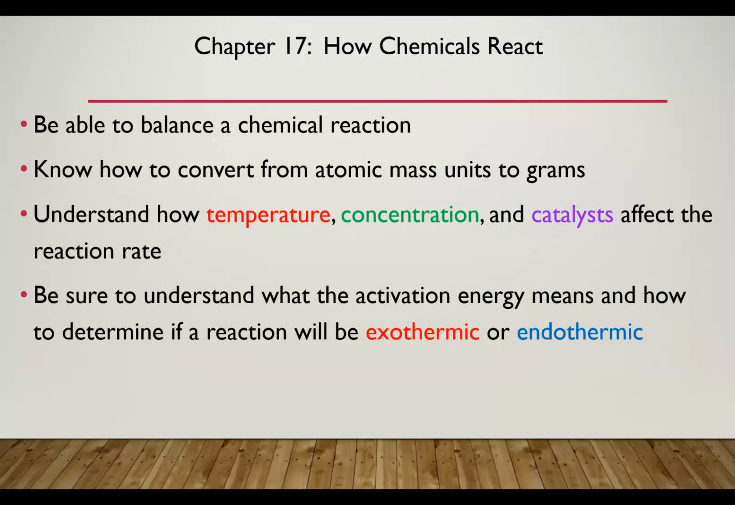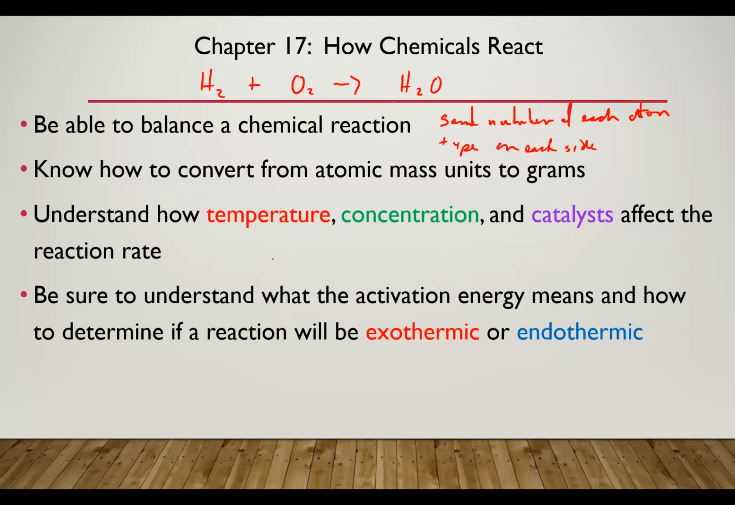Chapter 17, how chemicals react. Be able to balance a chemical equation. Remember a reaction. You need to have the same number of each atom type on each side. So if I have H plus O yields H2O, and that's H2 and O2. If I add heat, it'll form H2O.